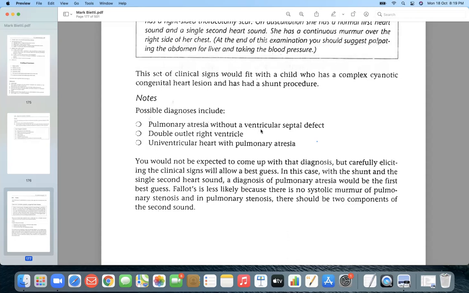Yes, because in our case both lesions were there, the lateral scar and the median sternotomy scar. So for that, we will give pulmonary atresia without ventricular septal defect, double outlet ventricle, and univentricular heart. The patient would be cyanotic.